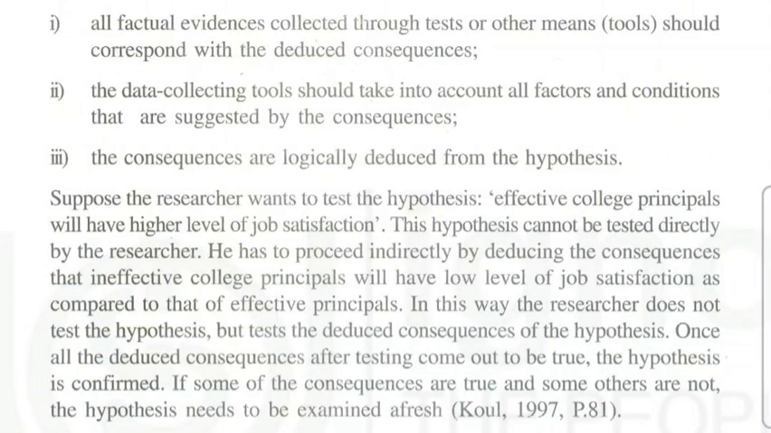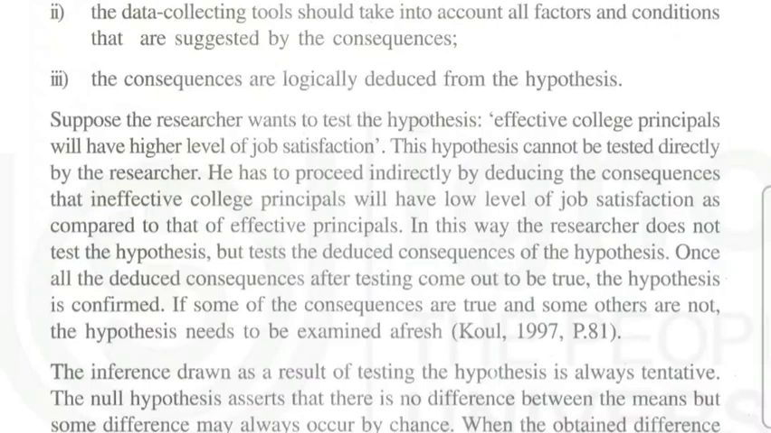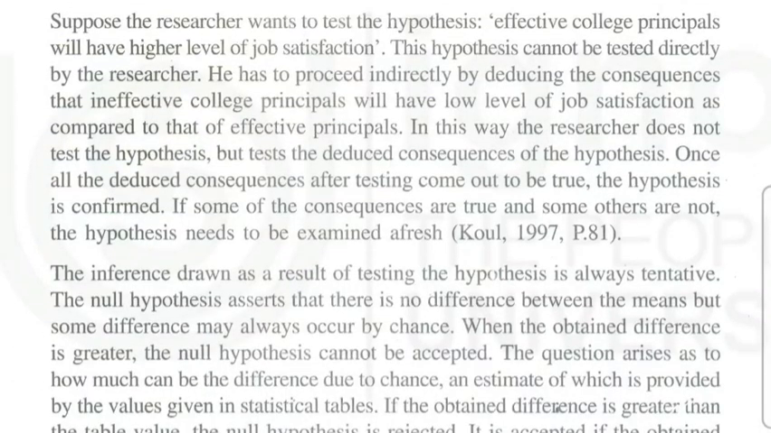Suppose the researcher wants to test the hypothesis: effective college principals will have a higher level of job satisfaction. This hypothesis cannot be tested directly by the researcher. He has to proceed indirectly by deducing the consequences, that ineffective college principals will have a low level of job satisfaction as compared to that of effective principals. In this way, the researcher does not test the hypothesis, but tests the deduced consequences of the hypothesis.